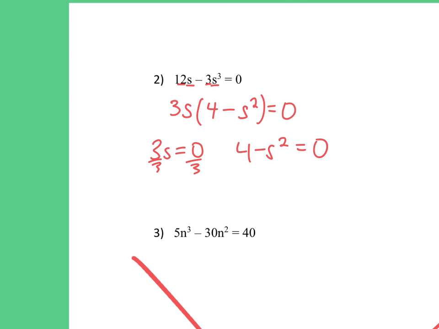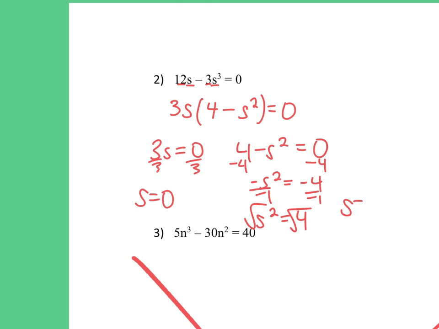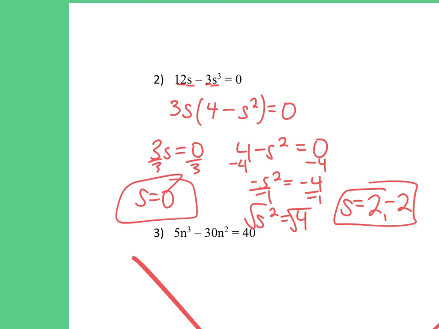First one, we just divide by 3, and s is 0. Next one, we would subtract the 4 over. Divide by negative 1. So s squared is 4. And then same thing as before, we'd square root and get s is positive 2 and negative 2. So 3 answers there as well.